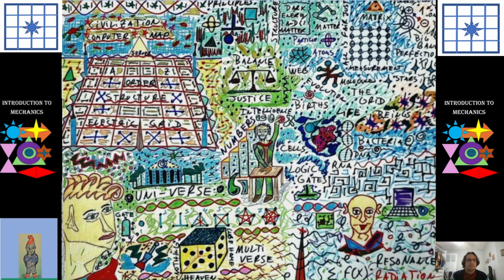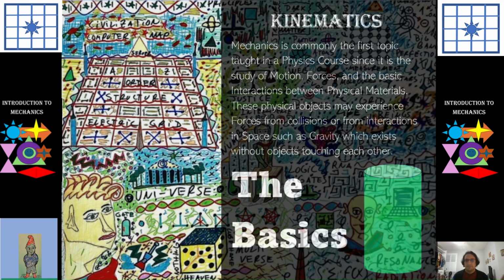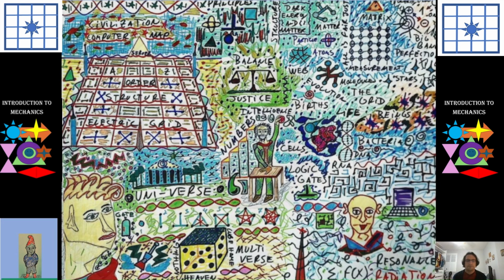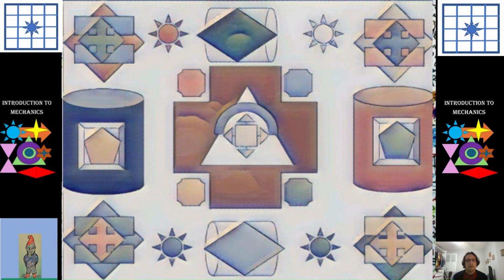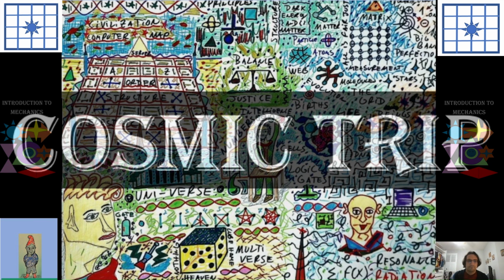Mechanics is commonly the first topic taught in physics since it is a study of motion, forces, and the basic interactions between physical materials. These physical objects may experience forces from collisions or from interactions in space, such as gravity, which exists without objects touching each other, right? So in space we have space-time and we have the dimensions, we have the vibrations, and we have fields throughout space, and one of these fields generates the force of gravity between objects.